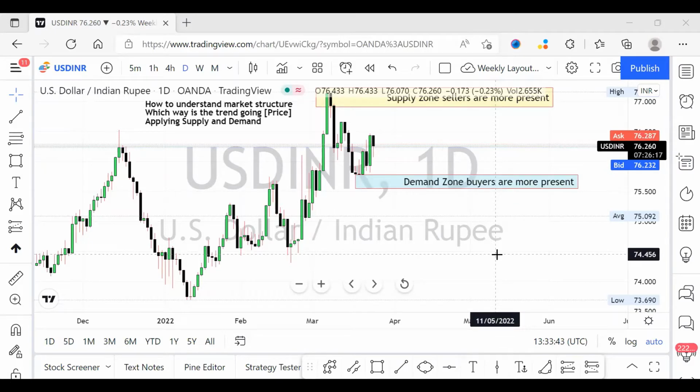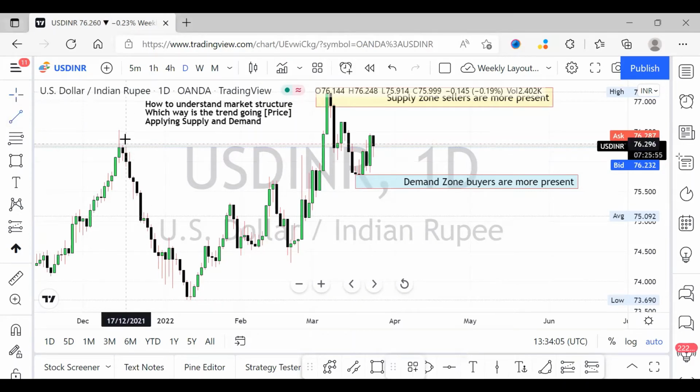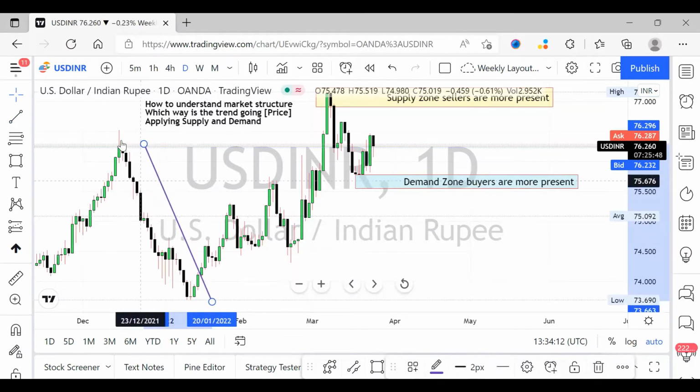To understand that, you must understand the price. And to understand the price, the best way to do this is just to follow the charts. As you can see here, we have the USD INR for our demonstration purposes. Price itself went from a supply zone to a demand zone, so this is evidence here. As price went further down, this is telling you that the trend is bearish.